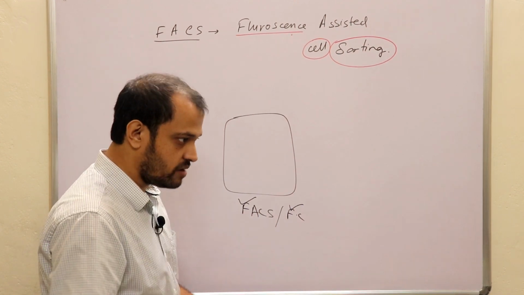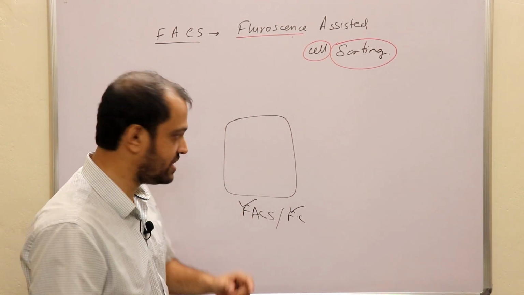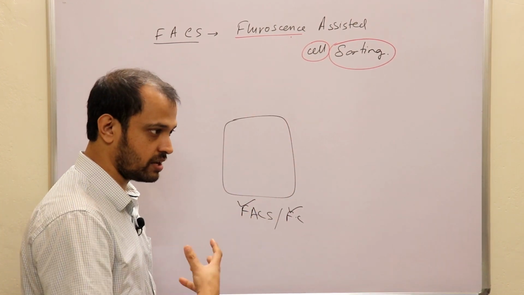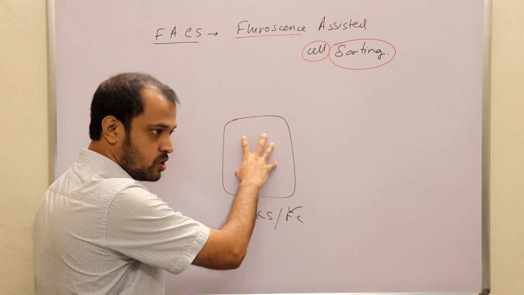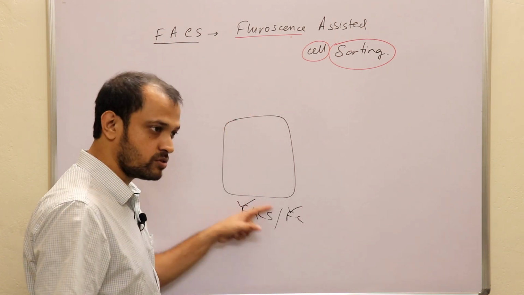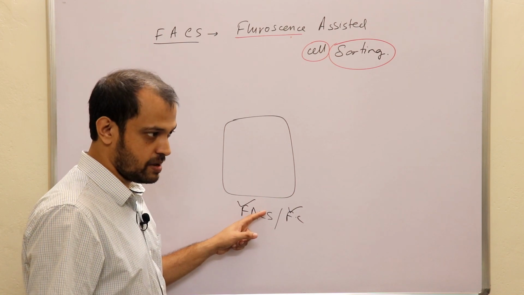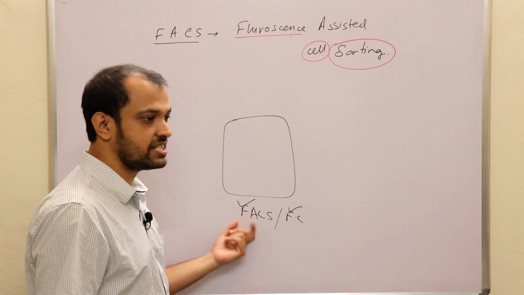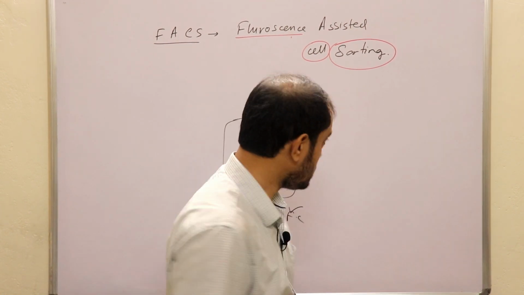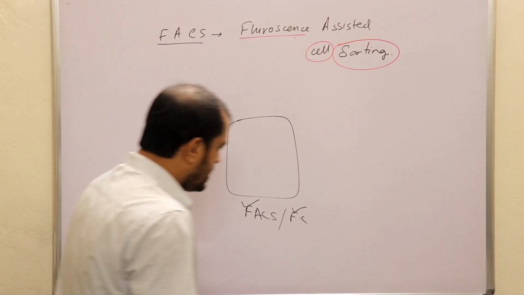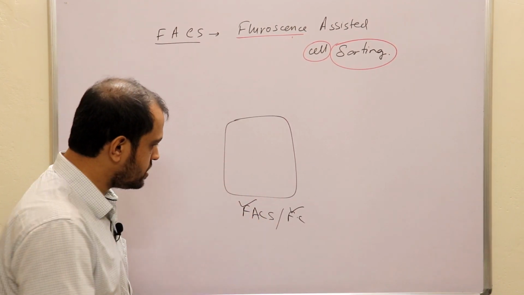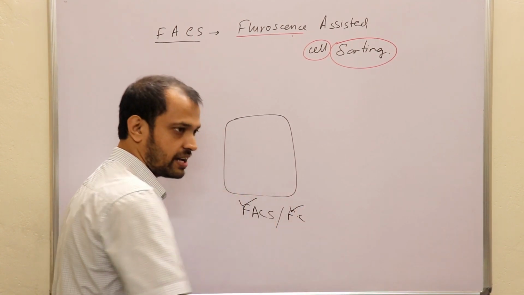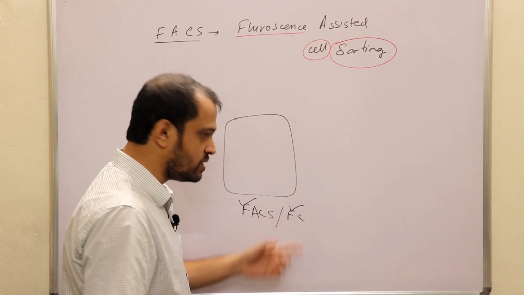In most regular lab practice, whenever we are supplying or taking any flow cytometer, we already take into account that it also contains a FACS facility. But it does not necessarily mean that all flow cytometers will be fluorescence assisted cell sorters. Okay. Now, why are these two machines put together?